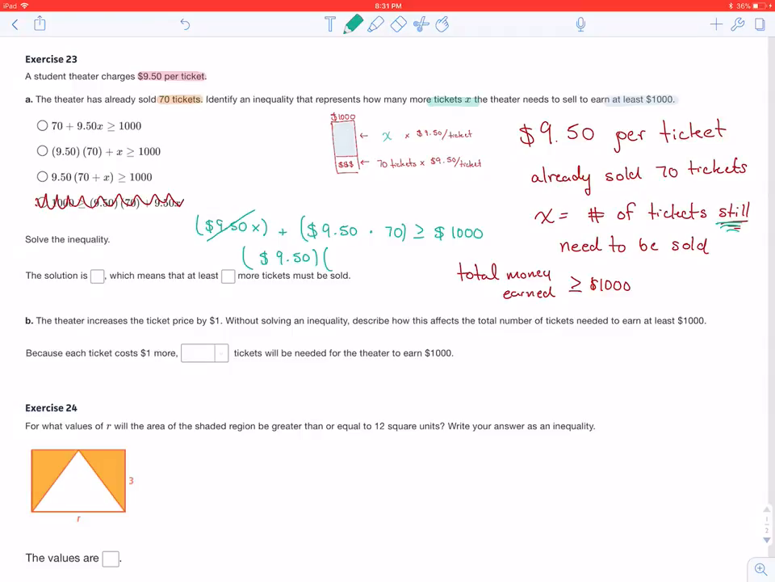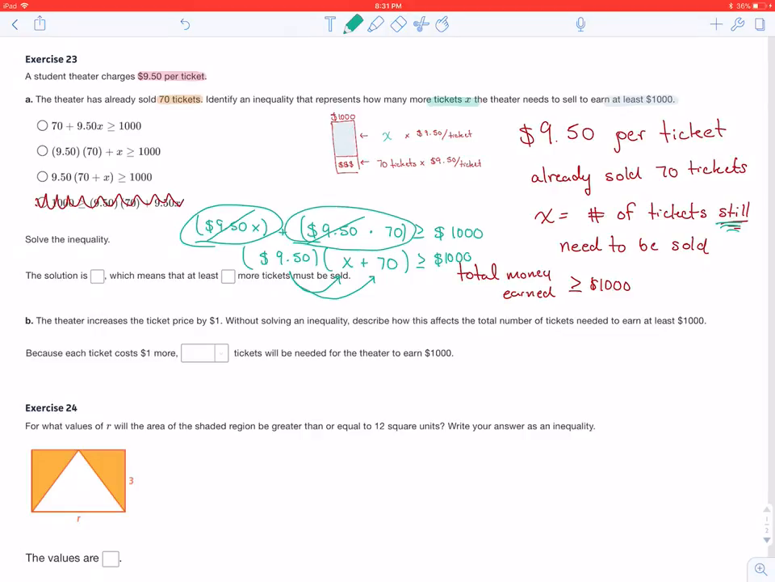And when I factor out 9.50, what I'm left with is that 9.50 turning into a 1, which leaves me with X. And then when I take the 9.50 away from 9.50 times 70, that leaves me with a plus 70, which is greater than or equal to $1,000. That's going to leave me with this inequality. The reason that I can factor this out is because if I would use the distributive property to put it back together, I'd be taking 9.50 and multiplying it by X, just like it is being done here.